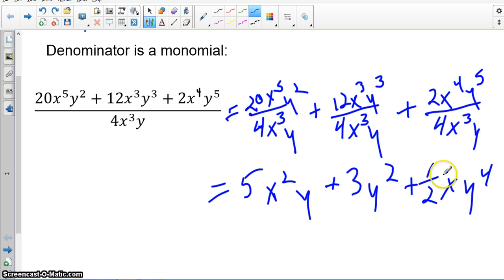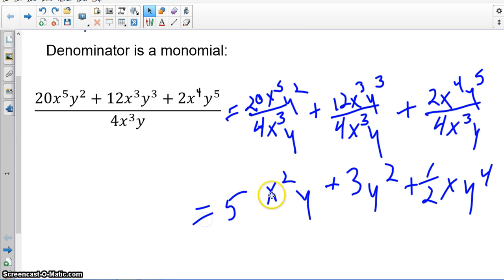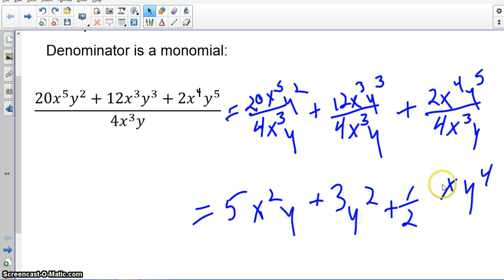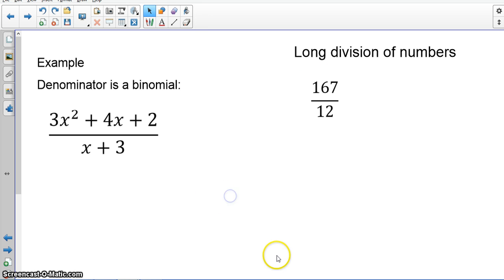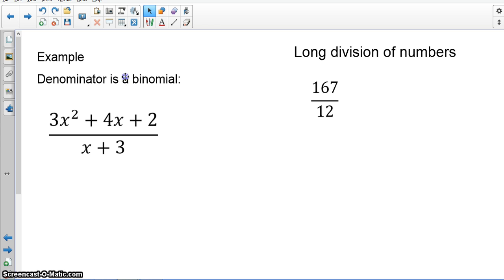There are no like terms to combine, so we are done. If there were going to be some like terms combined, we would have noticed that at the beginning of the problem, because they would have been like terms in the first place. All right, so that's if it's a monomial. Now it's much, much harder if it's not, and so most of the video will be if it is a binomial.